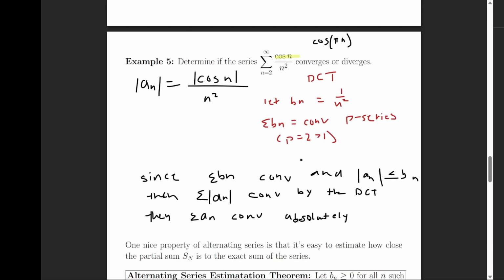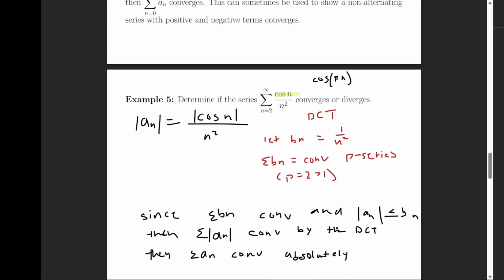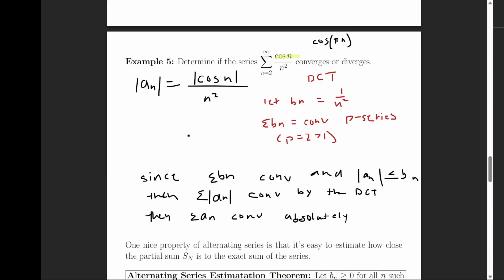Right, and then we can just use the assumption that since the absolute value of a sub n converges, then a sub n is always going to converge when we use this, right? So based on that, we can say that a sub n converges absolutely.